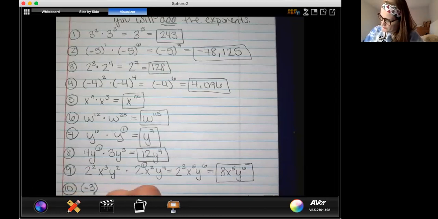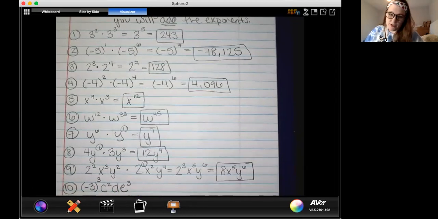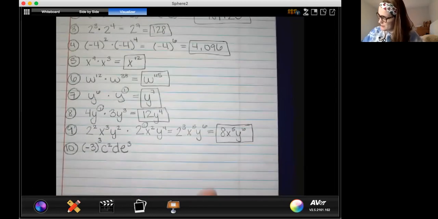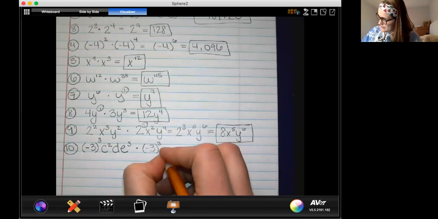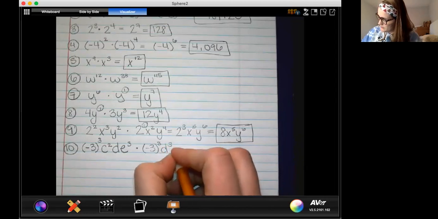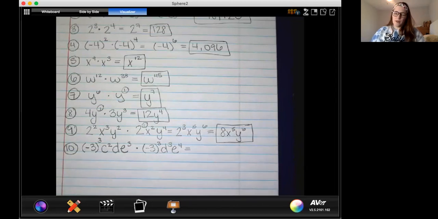Quantity -3 cubed, c squared d e cubed, throwing in another variable in there, times -3 cubed d cubed e to the 4th. Okay, and let's see what you can do with that. Try your best. I know you can do well.